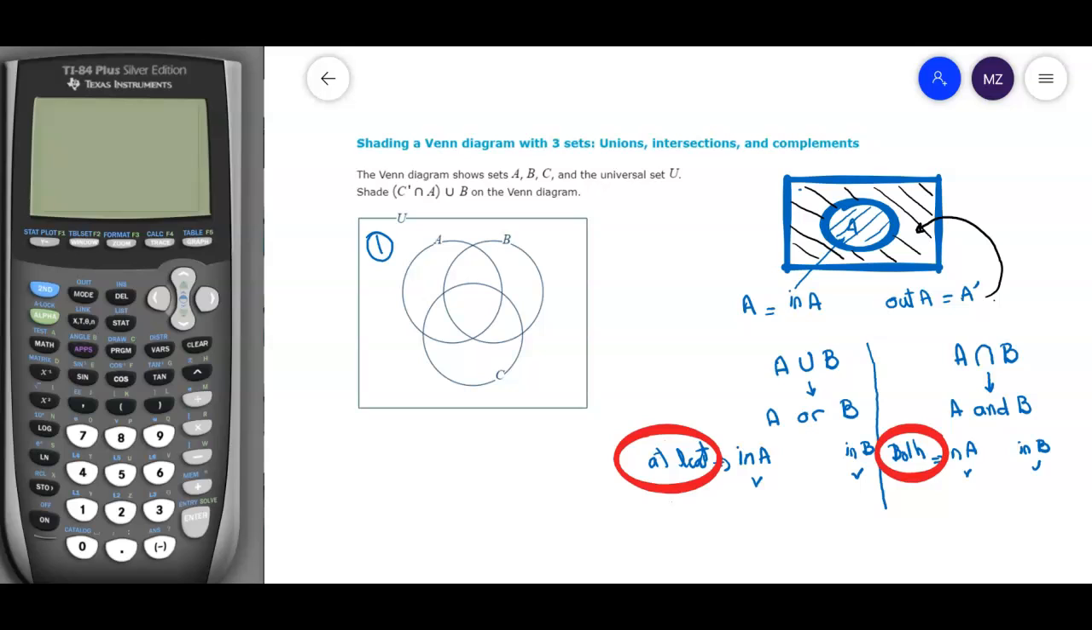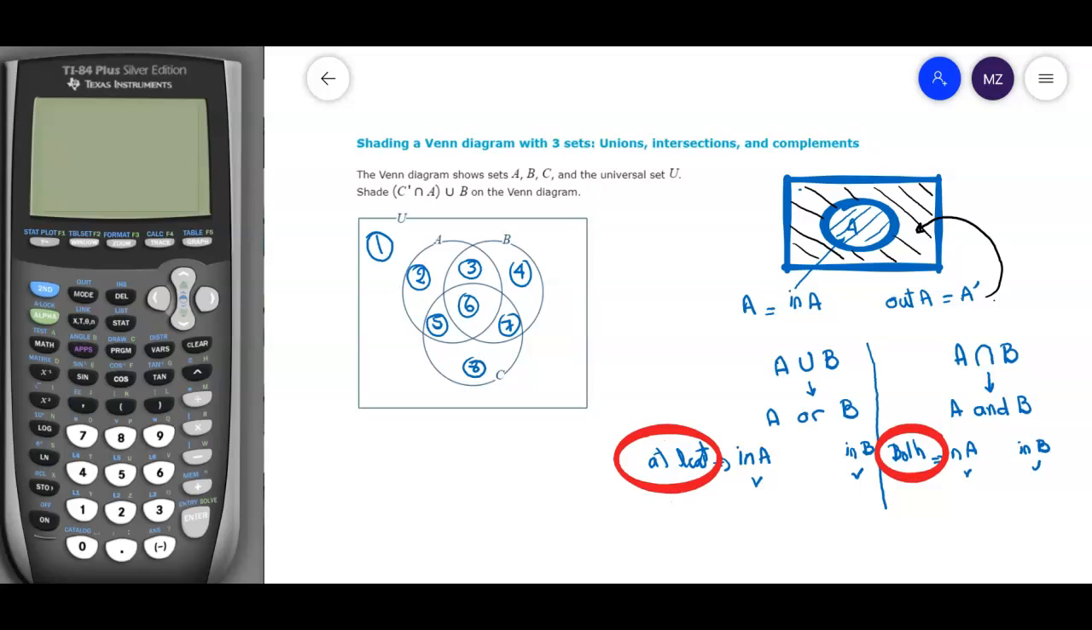The second part is going to be only this part inside, this small crescent over here. So this is going to be 2. And so forth. This part here by itself is going to be 3. I hope you get the idea. So this is going to be 4, 5 here, 6 here, 7 here, and 8 here. So in total we have 8 parts.